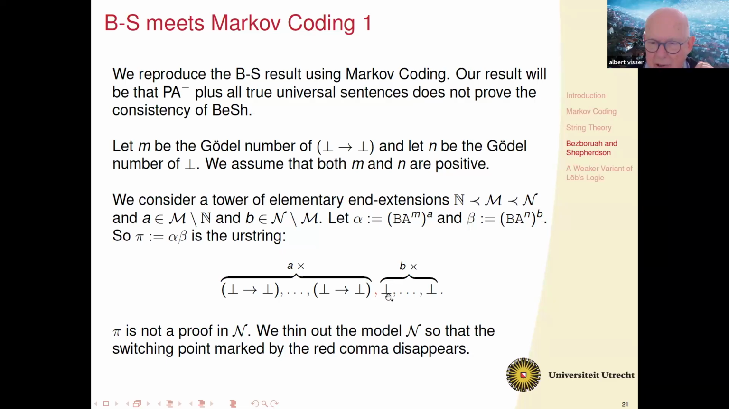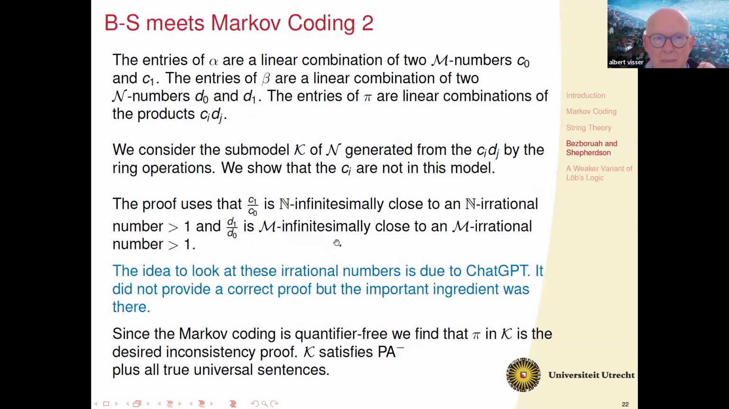Since there we cannot justify the falsity just after the comma, right? And so the whole idea is to thin out the proof and to thin out the model so that the switching point is not in it anymore. So that's the plan.